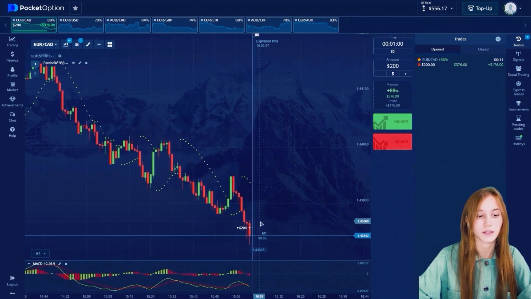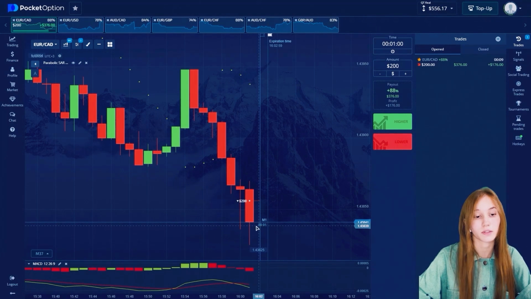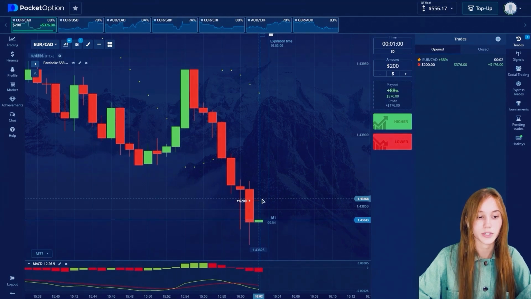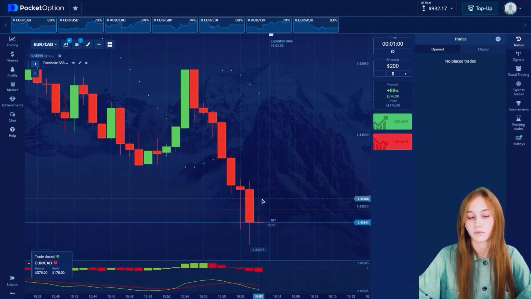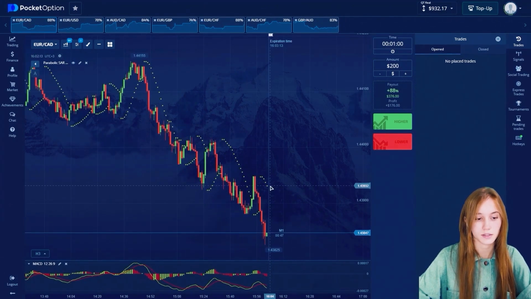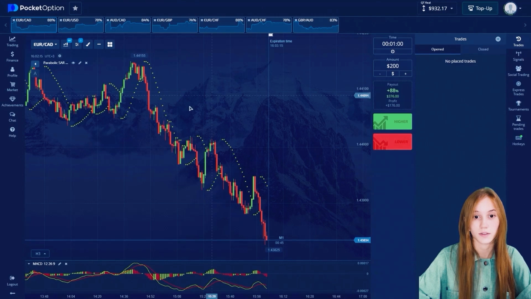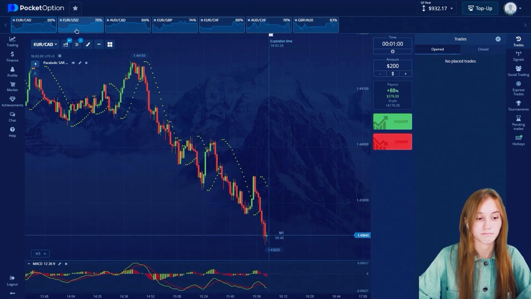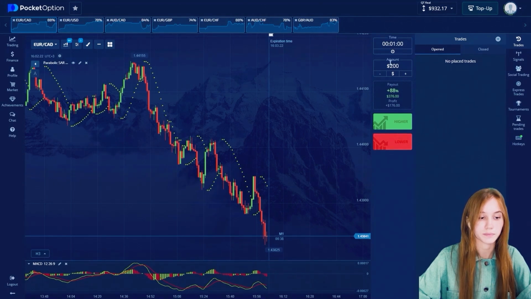10 seconds until the end of our deal. Trend is stable. It's good. Let's see for our chart. And the deal goes into plus. Good. The balance is almost $1,000. Good. Let's move on to the next concept.